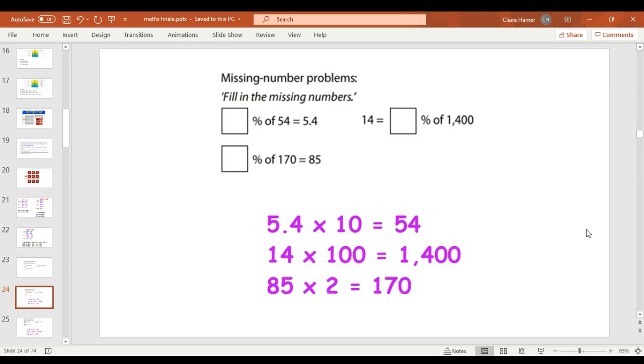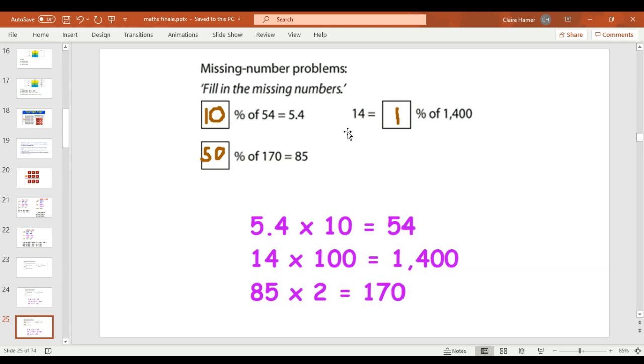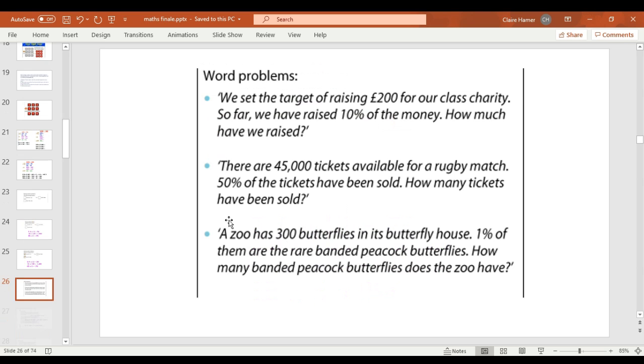Okay, I'm going to put the answers on screen. So 10% of 54 is 5.4, 50% of 170 is 85, and 1% of 1,400 is 14. Okay, when I saw multiply by 100, I knew it had to be 1 because I know that there are 100 parts in the whole when we talk about percentages. Okay, so let me know how you got on afterwards.